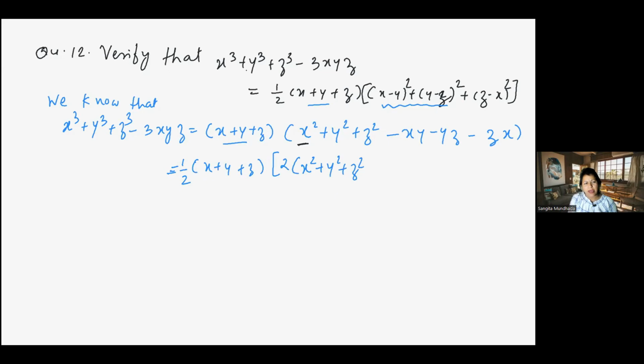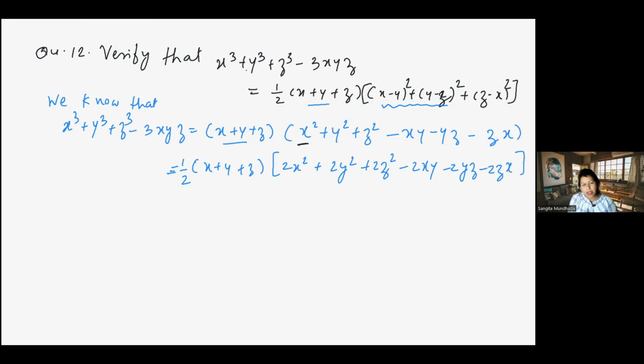So I can write in place of this, I can write here 2x square, 2y square, 2z square minus 2xy minus 2yz minus 2zx. Okay. So we will write here 2x square plus 2y square plus 2z square minus 2xy minus 2yz and minus 2zx.